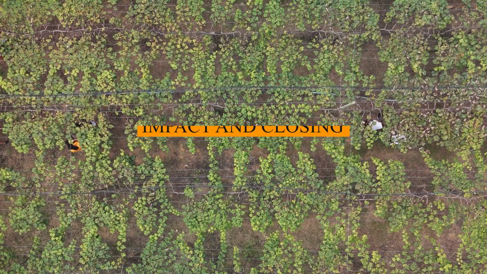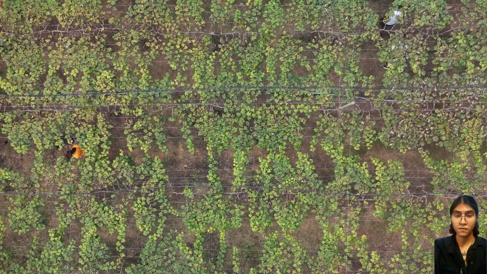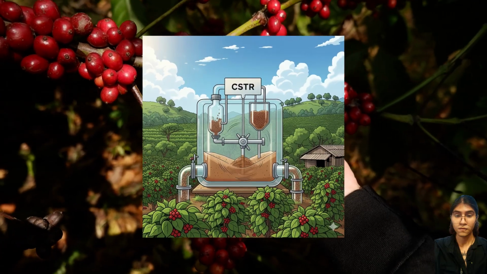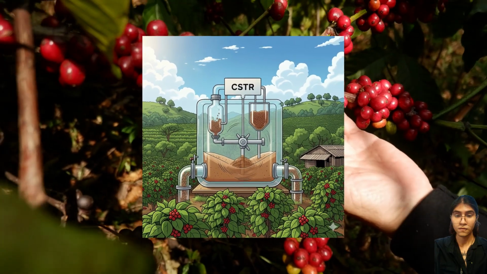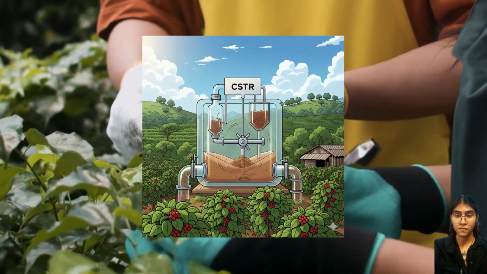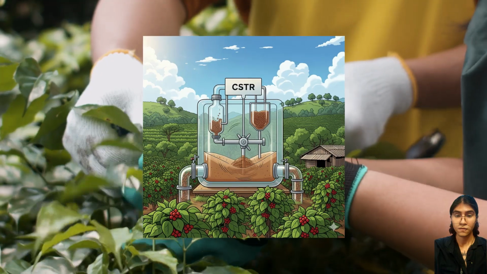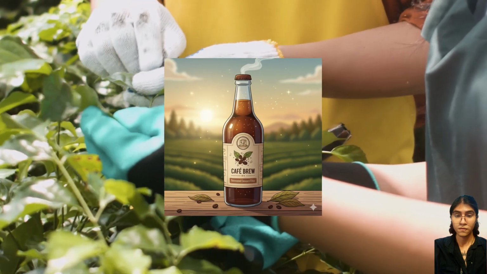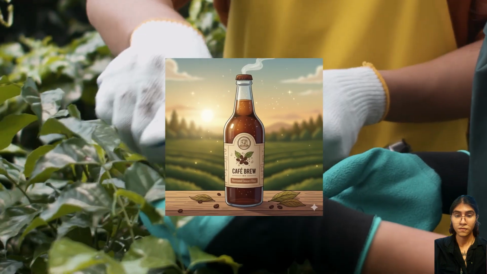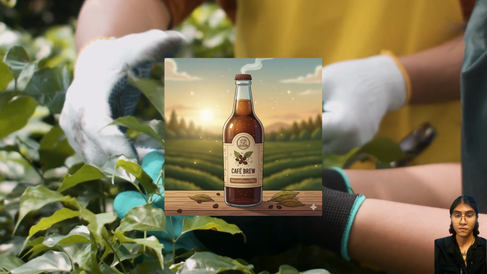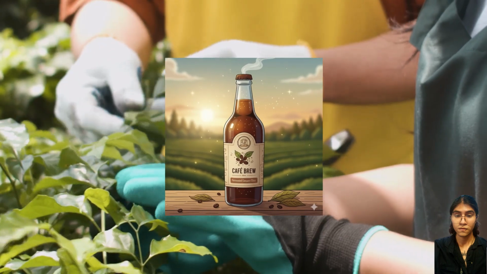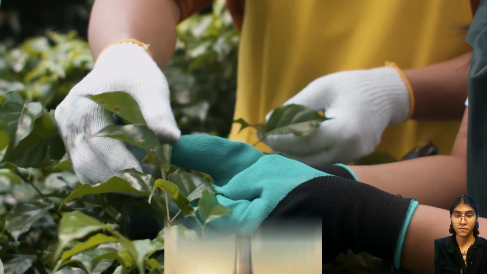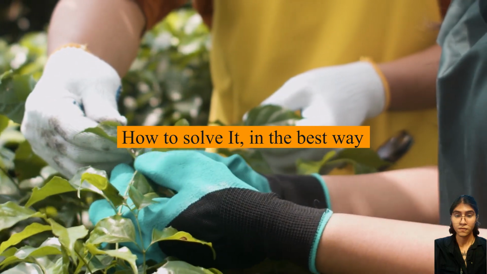Impact and closing. With this design, we offer more than just a technical solution. We propose a sustainable model that reduces environmental impact and opens the door to value-added products derived from the pulp. This project demonstrates how biochemical engineering can turn challenges into opportunities. So keep this in mind: when we have a problem, we just have to think how to solve it in the best way.